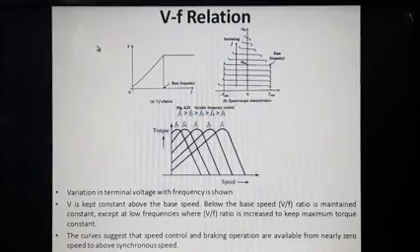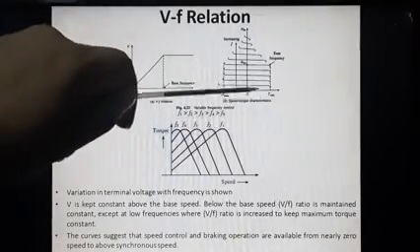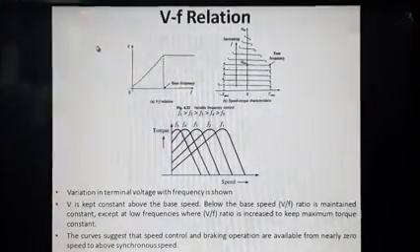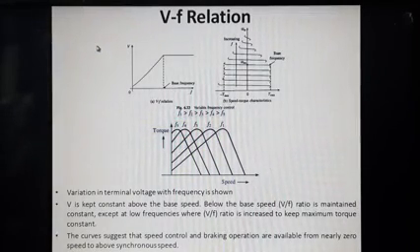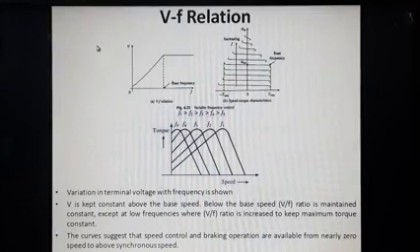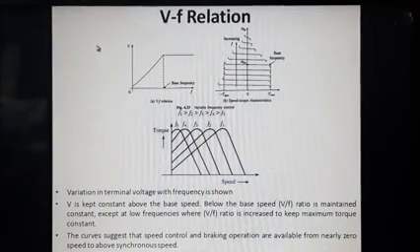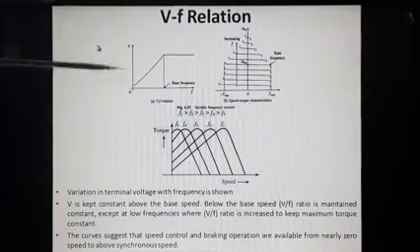So I hope this graph is clear from 0 speed up to the base speed. If any doubts are there, you can ask during the Google Meet session. So now let's see the behavior of the graph above the synchronous speed.